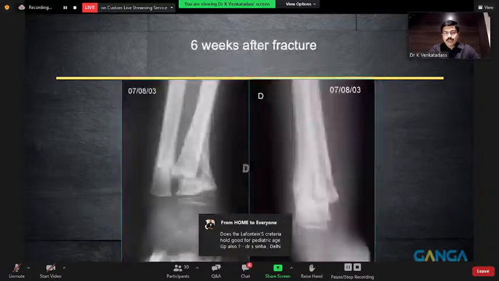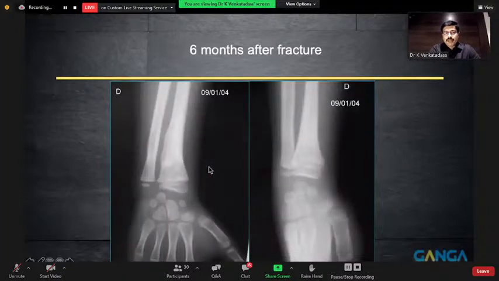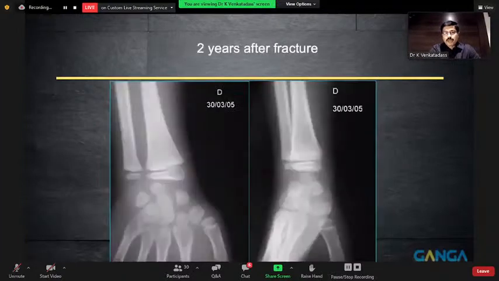But he persisted with the cast, and this is 6 weeks after the fracture, and you can see that the fracture is healing well. You can see that the periosteum here is throwing out bone nicely, and this is 6 months after the fracture. Very good remodeling, and at 2 years follow-up, you can't even see where the fracture was. So this is the kind of remodeling which happens in pediatric distal radius fractures.